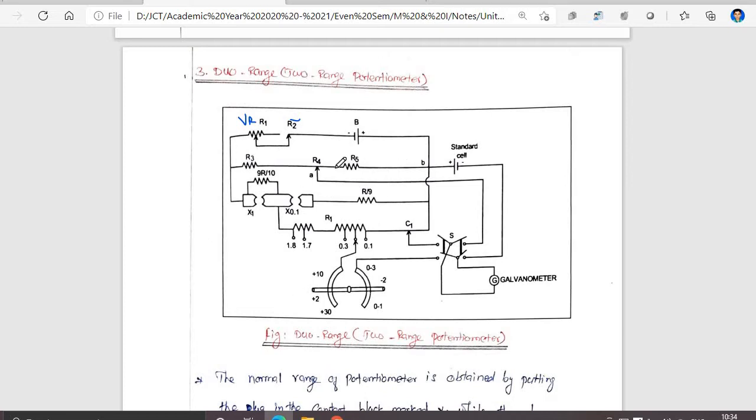And another variable resistance is to be taken here, R1, here R2, and R3 is some fixed resistance, and here R4 is the wired resistance, thin wire resistance. It should be connected to R5, and we can take a variable resistance in the terminal of R4, and it should be going here to the galvanometer switch. R5 is taken out and it should be connected with the standard battery cell, and the output of the battery is connected here.